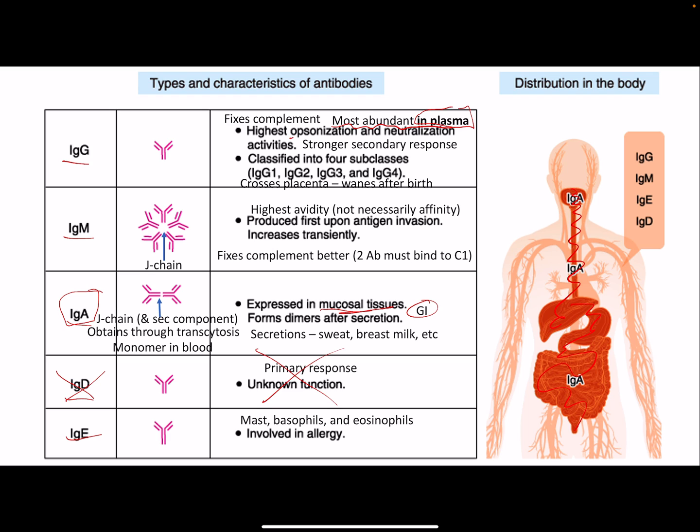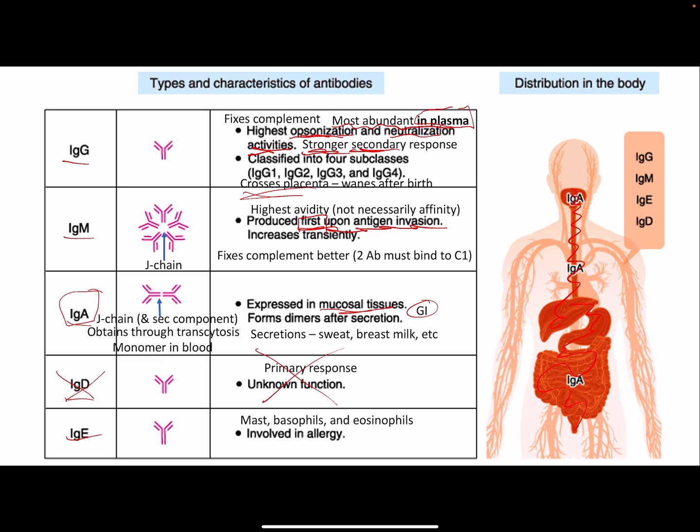IgG is, we said, really good at opsonizing. It's really good at neutralizing, being those bees, the flies on the thing. And we said that IgM is going to be the primary response. First upon antigen invasion, right? But this is stronger and it is secondary. You technically have a couple different subclasses of IgG: IgG1, IgG2, IgG3, IgG4, but whatever. These can cross the placenta.